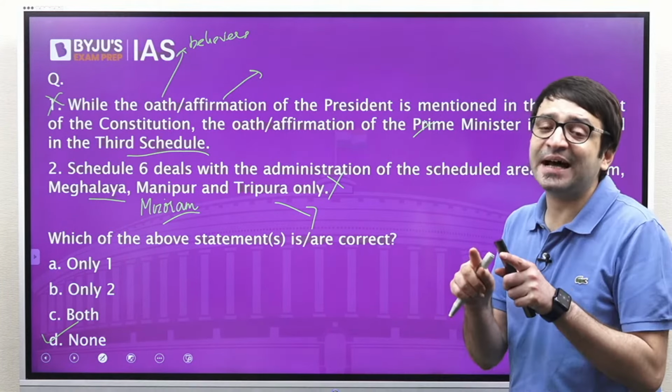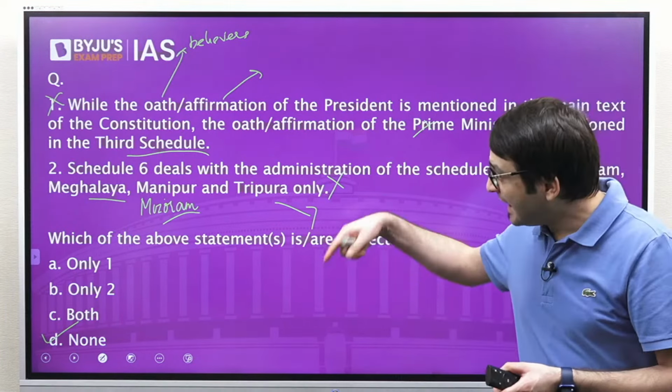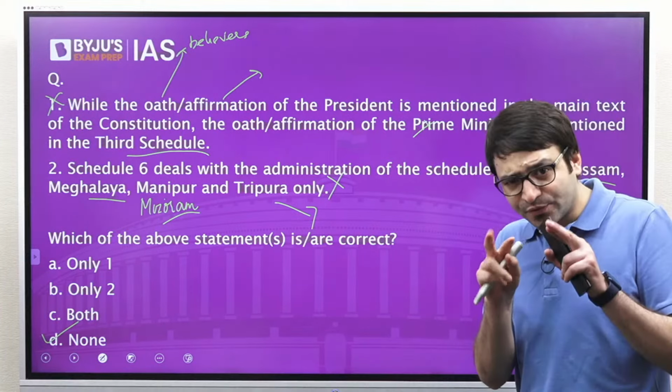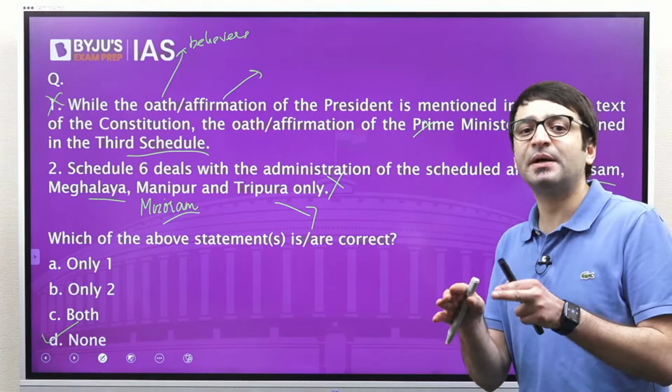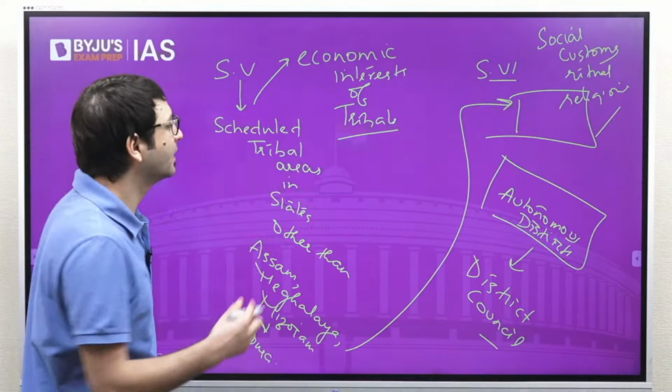That means entire Assam is not a Schedule 6 area. Entire Meghalaya, Manipur and Tripura is not a Schedule 6 area. There are 3 districts in Assam which come under Schedule 6. Why this becomes important?